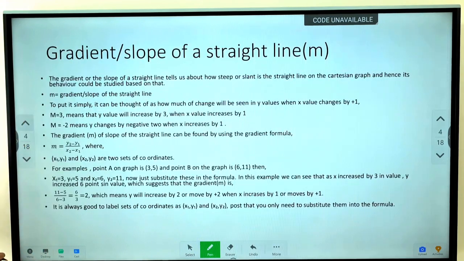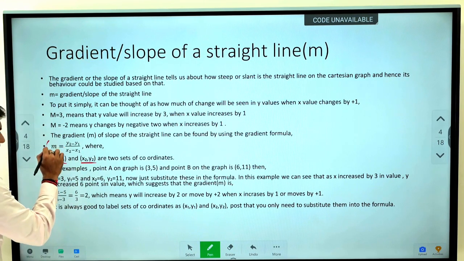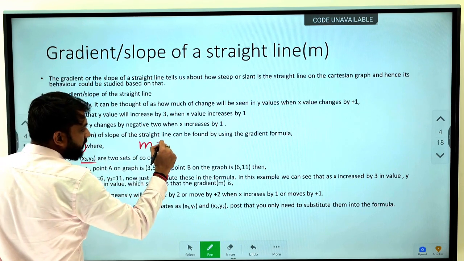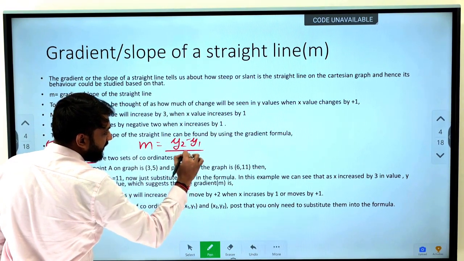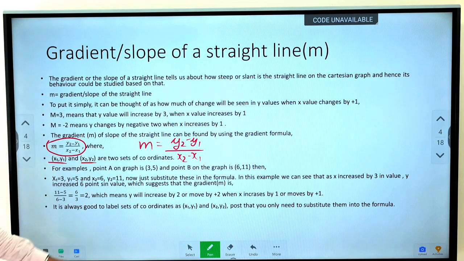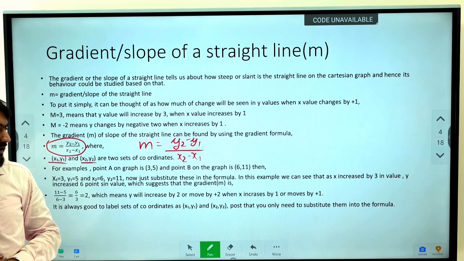How will this come handy? This practice really comes handy of marking out coordinates as x1, y1 and x2, y2, because this is the formula for the gradient or the slope, and you will realize that if you mark out your coordinates as x1, y1 and x2, y2, then it is simply putting it into the formula to find out the gradient, because the gradient formula is m equals to y2 minus y1 over x2 minus x1.